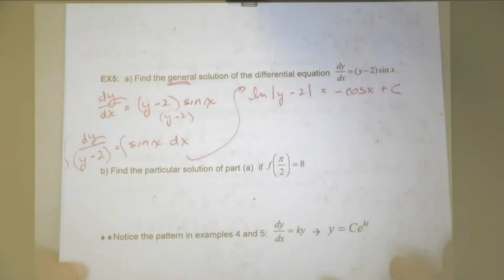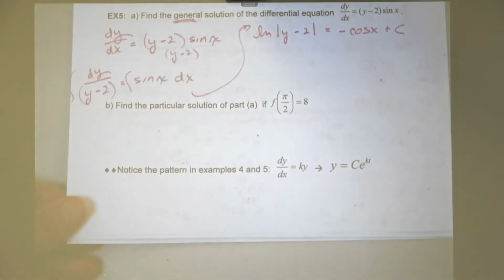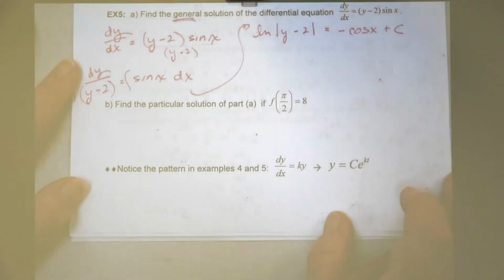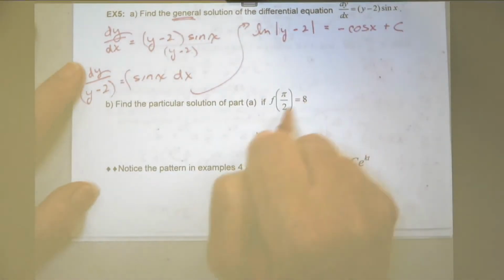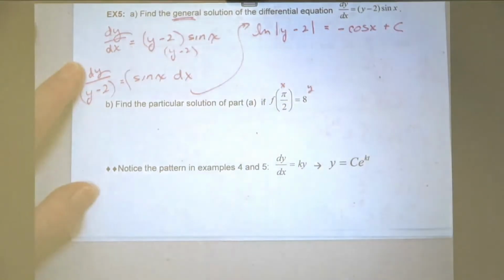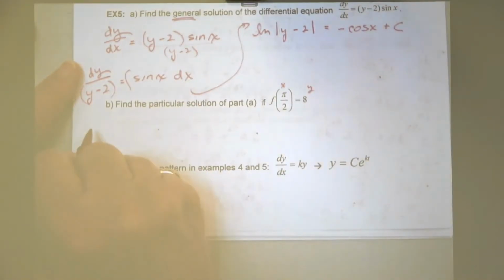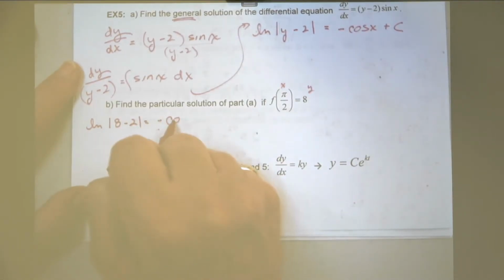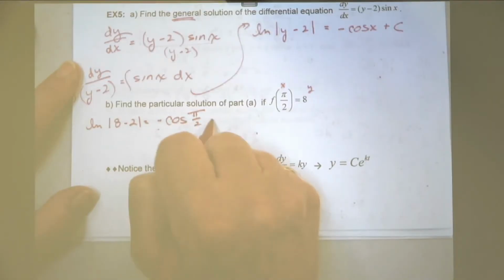All right, so now they're taking us to the next part. Find the particular solution of part A if f of pi over 2 is 8. So, in the interest of space here, I can probably fit all this in. They're giving me an x value and they're giving me a y value. So I'm going to plug that in where I can. I've got ln of 8 minus 2 is negative cosine pi over 2 plus c.